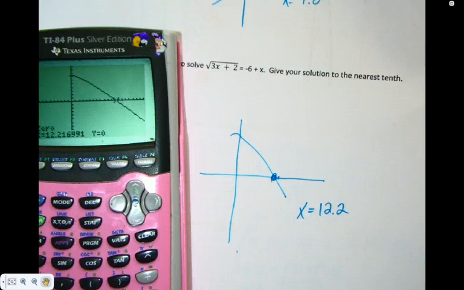Questions? 4 questions to try because it's number 9, A, B, C, D. I'll give you, I don't know, 20 minutes, then we'll start talking about tomorrow. Yes?